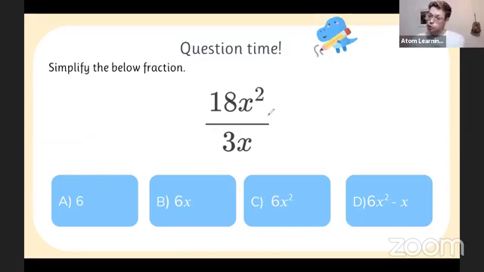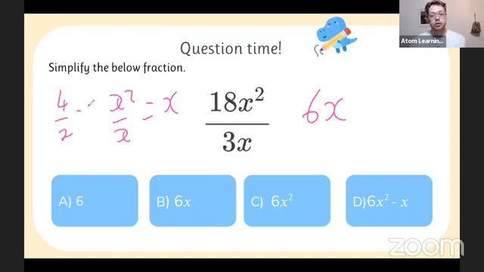If we wanted to do it the algebraic way, we know that 18 divided by 3 is 6. x squared divided by x is just x. So x squared over x equals x. Again, we can show that with numbers. If we have 4 over 2, we get 2. So if x is 2, 2 squared over 2, which is 4 over 2, just gives us 2. So that is another rule.